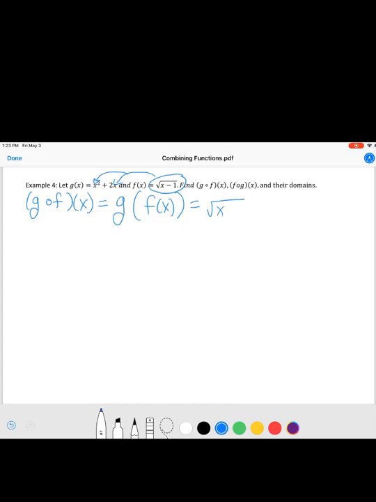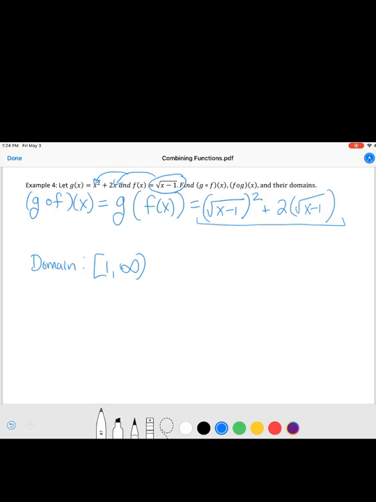So I have the square root of x minus 1 squared, that was x, plus 2 times x, which we're plugging in the square root of x minus 1. So this is before simplification. So my domain is going to be anything greater than or equal to 1. I can plug in anything I want as long as it's greater than 1 or equal to 1. I don't want anything less than 1 because that's when I run into a problem of getting a negative under that square root. Okay, so my domain for g of f is going to be 1 to infinity, including 1.